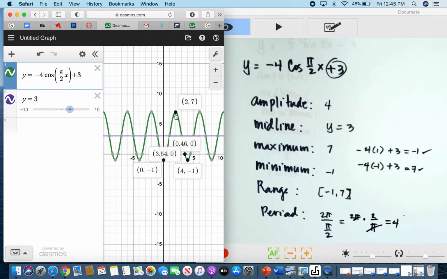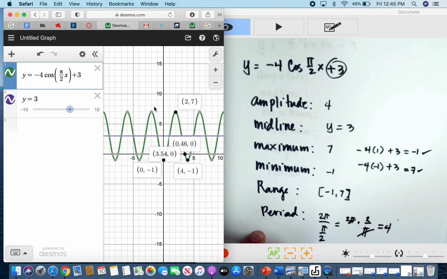Remember, to find the period, look at one cycle of the function. This is one cycle of a sine. It's one curve. And find the last critical point of the graph. So, the last one.